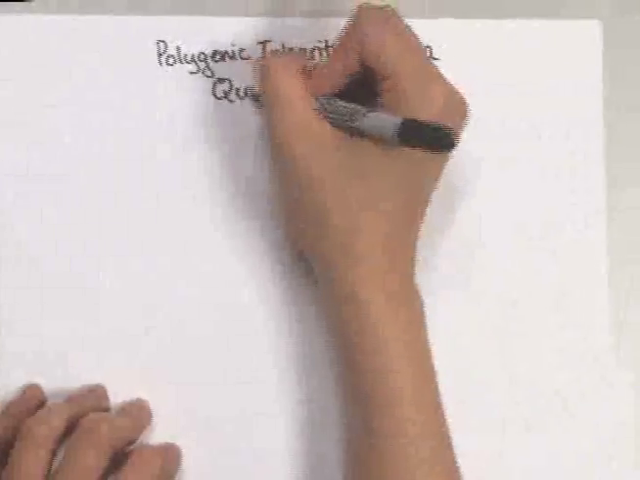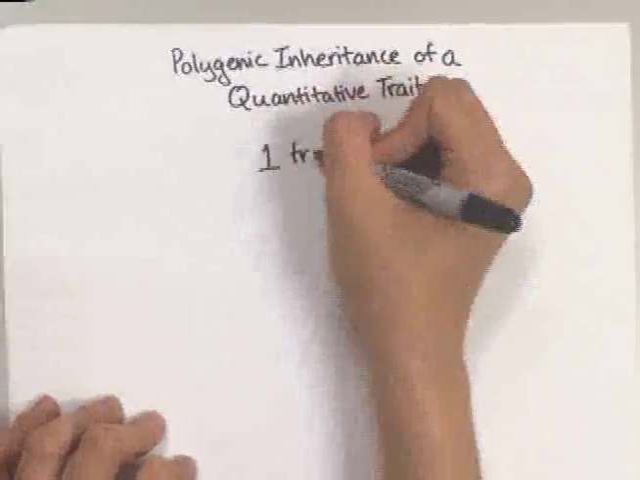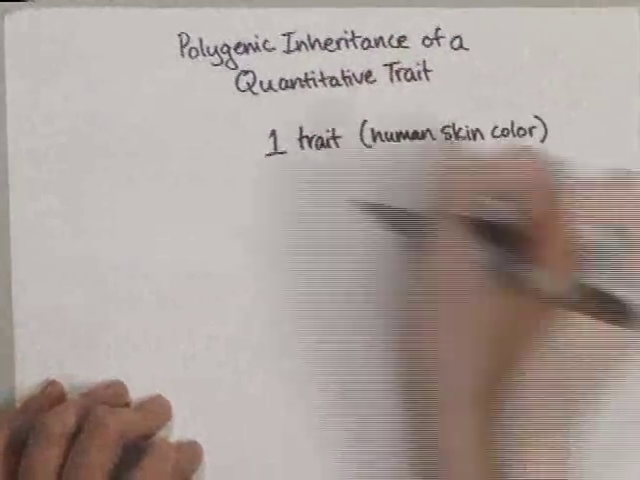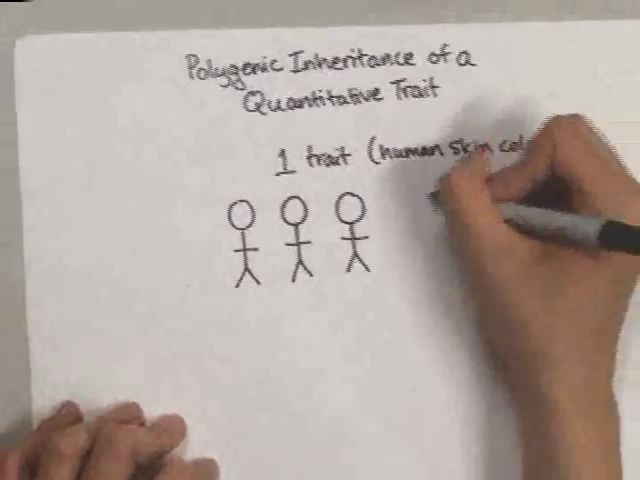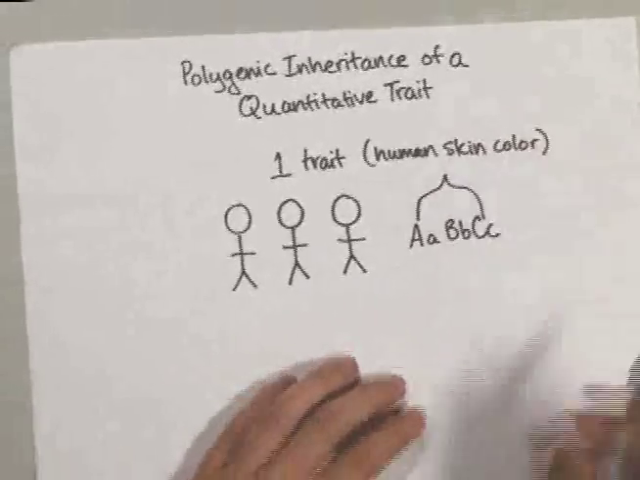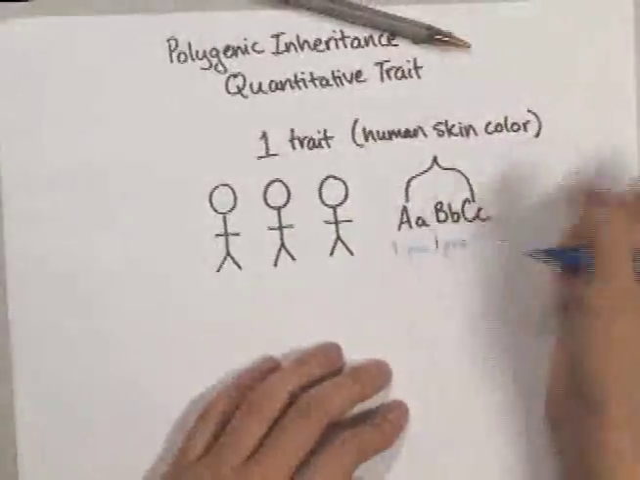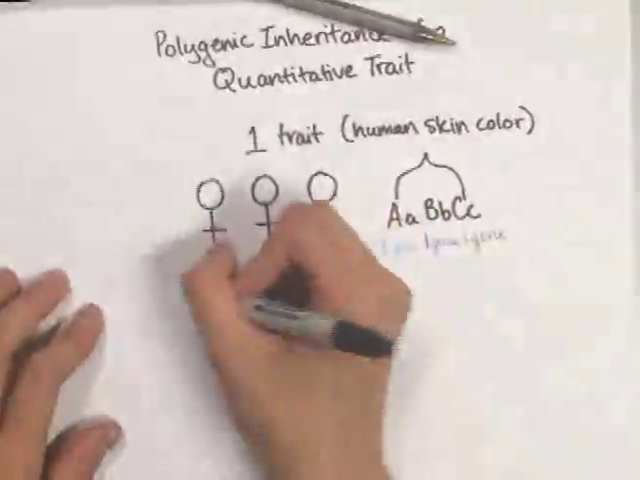Polygenic inheritance is when multiple genes control a single trait. This means that there is more than one gene that is responsible for a given phenotype. Traits that are controlled by polygenic inheritance are called quantitative traits. Quantitative traits are traits that have a wide range of possible phenotypes, and not just one or two.